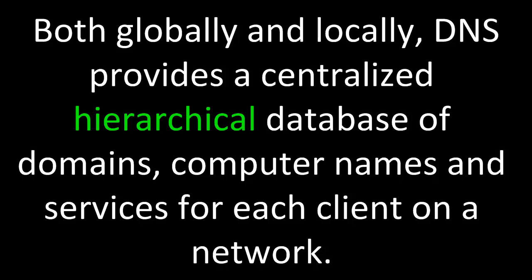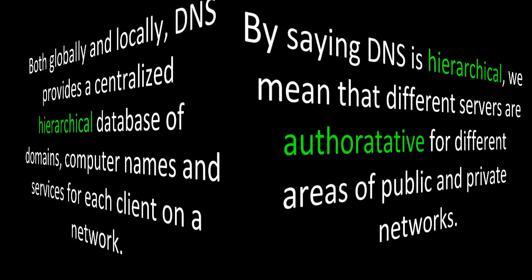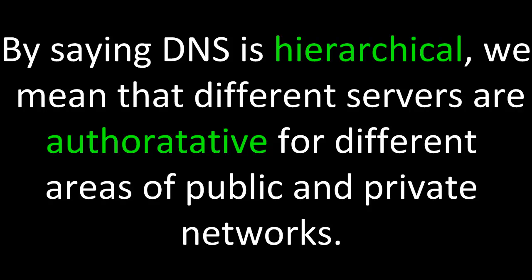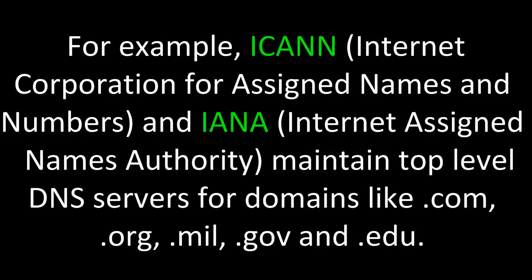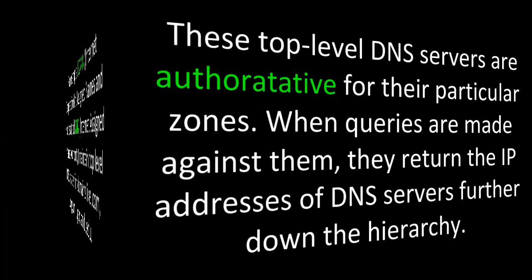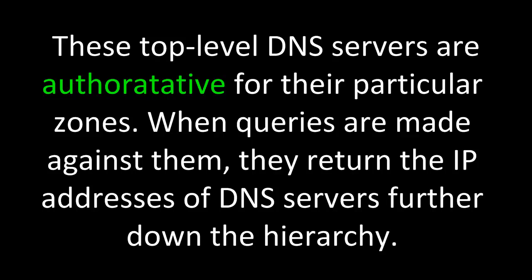Both globally and locally, DNS provides a centralized hierarchical database of domains, computer names, and services for each client on a network. By saying DNS is hierarchical, we mean that different servers are authoritative for different areas of public and private network. When a server is authoritative for an area, it holds the SOA, or Start of Authority, designation for that area. For example, ICANN, or Internet Corporation for Assigned Names and Numbers, and IANA, or Internet Assigned Numbers Authority, maintain top-level DNS servers for domains like .com, .org, .mil, .gov, and .edu. These top-level DNS servers are authoritative for their particular zones. When queries are made against them, they return the IP addresses of DNS servers further down the hierarchy.